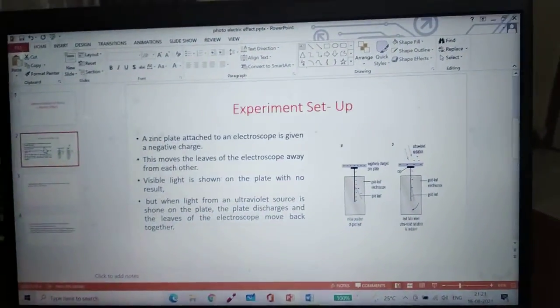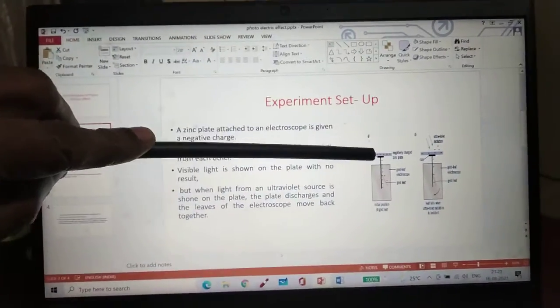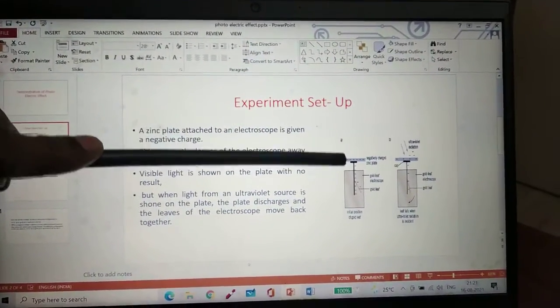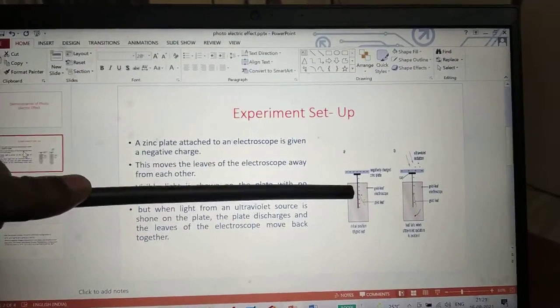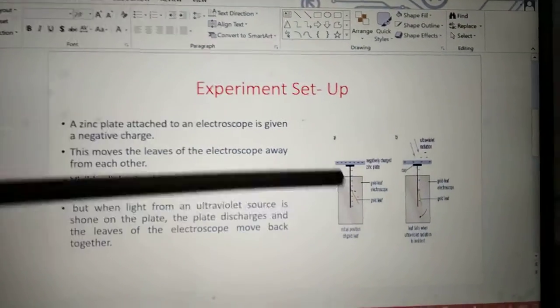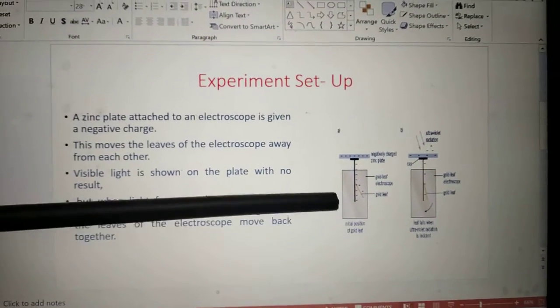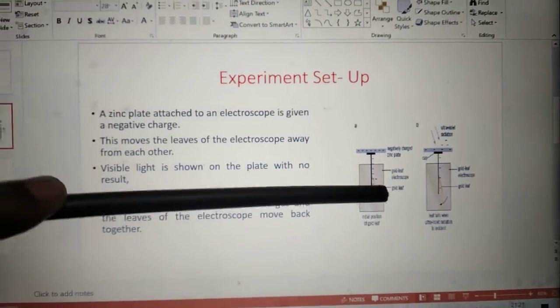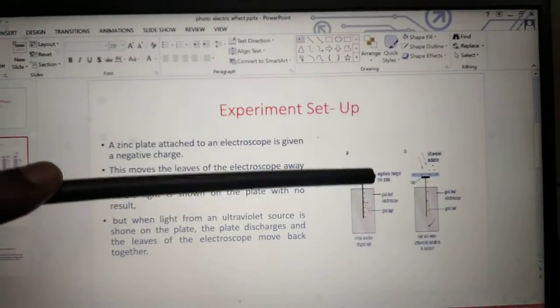So what I'm going to do today, this is basically the experimental setup. I have a zinc plate, and the zinc plate will be negatively charged. I'm going to charge this zinc plate with a negative charge, and this zinc plate will be placed on an electroscope. When it is negatively charged, you will find that the gold leaf will be repelled. You will see the deflection of the gold leaf when a charge is placed.